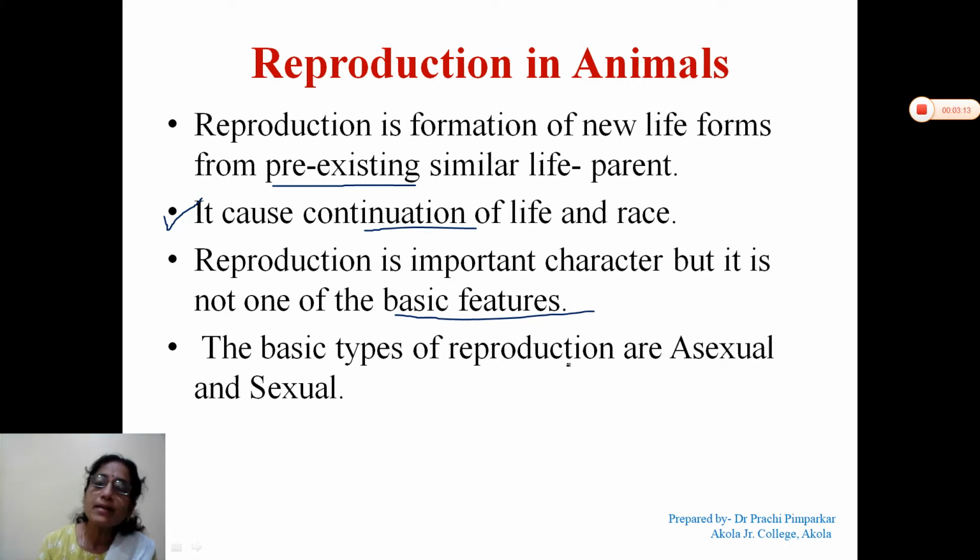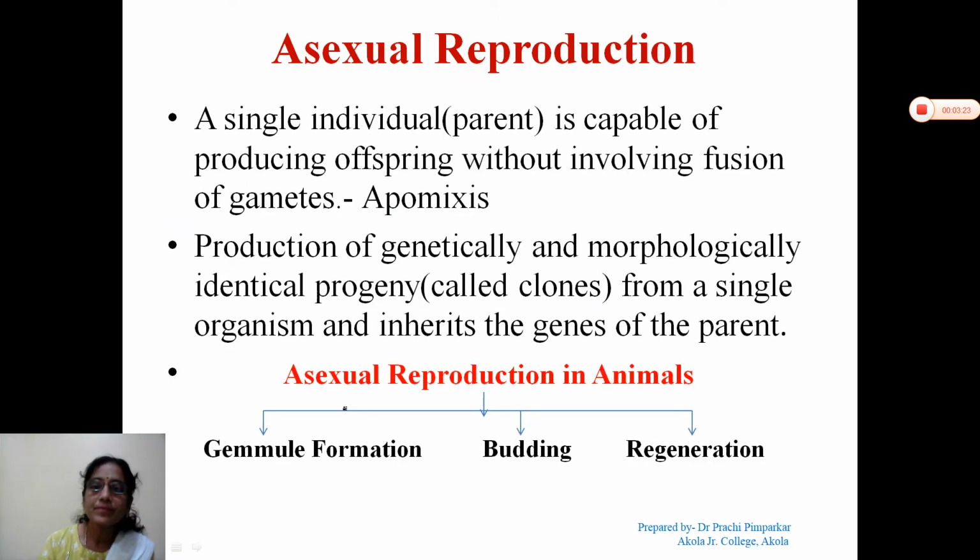Now, as in plants, in animals also there are two types of reproduction: asexual reproduction and sexual reproduction. Now, let us focus on asexual reproduction. What is asexual reproduction? Again, the same thing we studied in plants. The word is apomixis. See on the slide, apomixis, without mixing. Mixing is genetic material mixing, union of gametes.